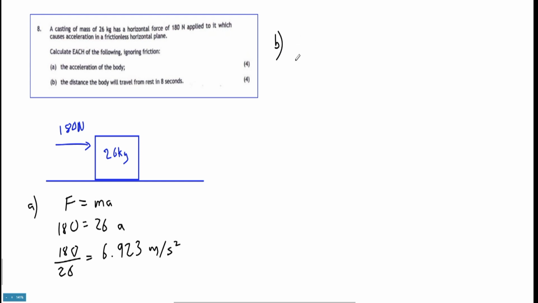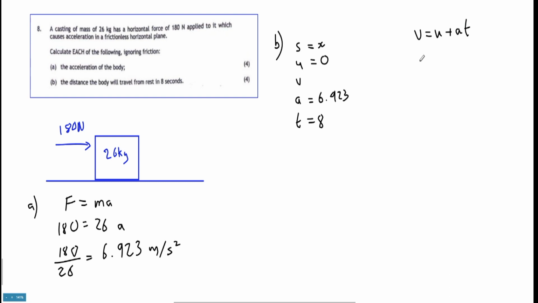Okay, let's have a look at B. The distance the body will travel from rest in 8 seconds. So it's a suvat. Again, we've got to get our suvat equations, but let's have a look. We want to know the distance, this is what we're looking for. We know the time is 8 seconds. It says from rest, so u is 0. And then we know the acceleration of the body, which we just calculated, is 6.923. Let's get some equations.